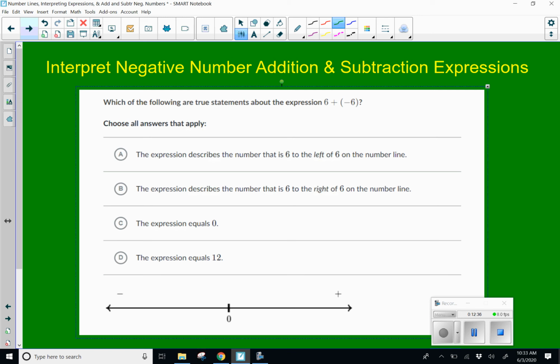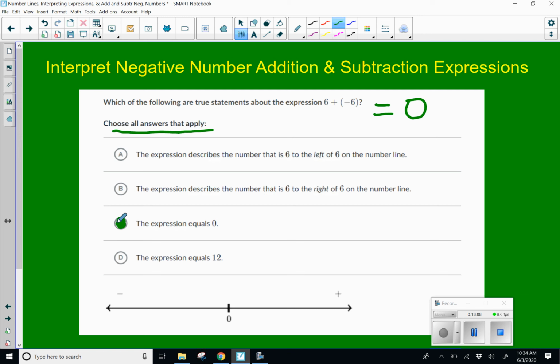Okay, which of the following are true statements about the expression negative 6 plus negative 6? Well, the first thing you should notice is that 6 and negative 6 are opposites, which means that they are also additive inverses. And whenever you add additive inverses together, you will always get 0. Notice that this does say choose all answers that apply, which means that there could be more than one answer. So right away, I'm going to circle C because I know that the expression equals 0.